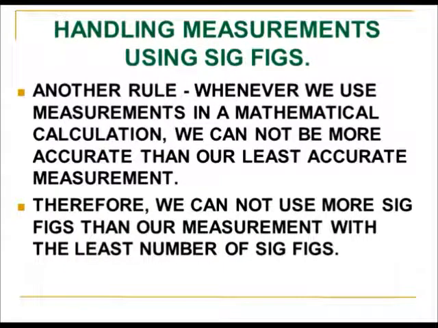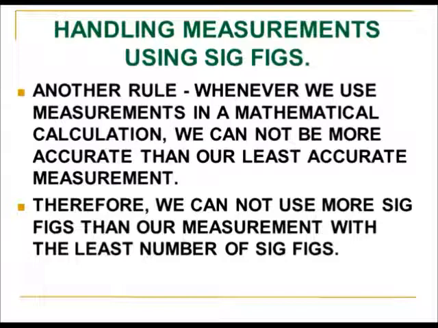Alright, so if I'm handling measurements using sig figs, another rule to keep in mind is that whenever we use measurements in mathematical calculations, the result cannot be more accurate than our least accurate measurement. So if I'm measuring something with a meter stick that is only in centimeters, and then measuring something else with a meter stick in millimeters, I can't have an answer that's in millimeters, because my other measurement, in centimeters, is not as accurate as millimeters. So I can only be as accurate as the least accurate, which in that case would be the centimeters, not the millimeters. So we can't use more sig figs than the measurement with the least number of sig figs.